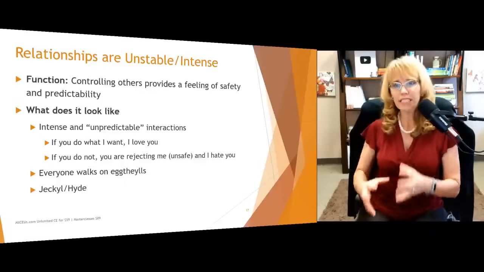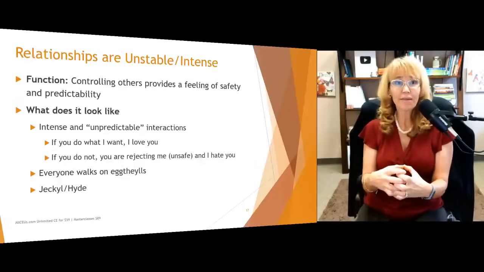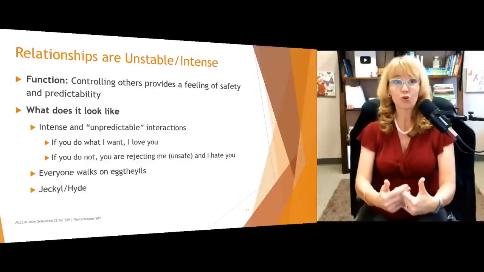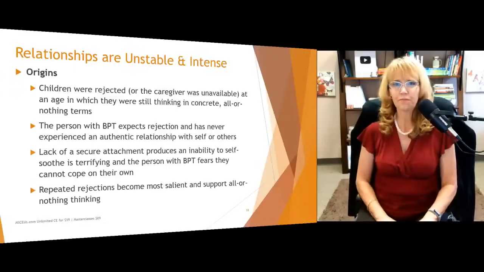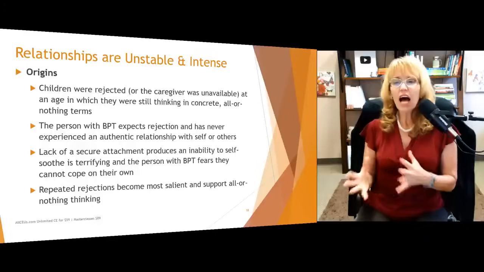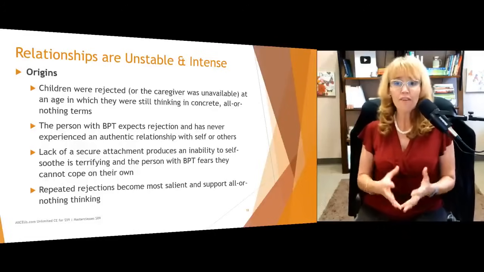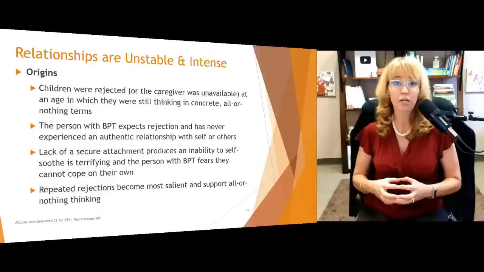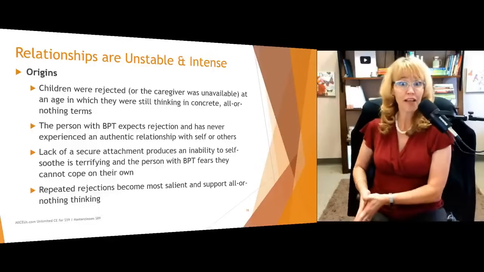So if a person with BPD is being extremely intense and controlling, then that indicates that they're fearful. They're fearful that if they lose control, then they will be abandoned and they will disappear. This unstable, intense relationship dynamic originated because children were often rejected or the caregiver was simply unavailable at an age in which they were still thinking in concrete all or nothing terms. My caregiver loves me, my caregiver hates me. They're there or they're not there.